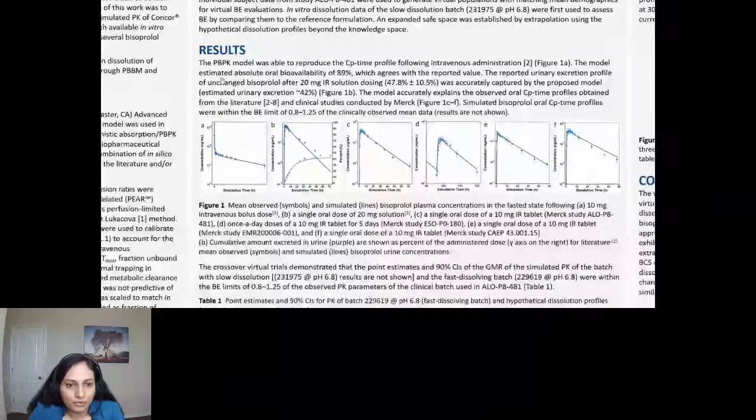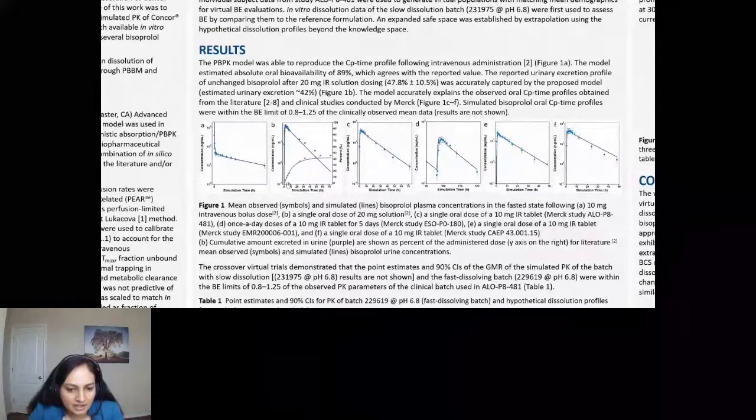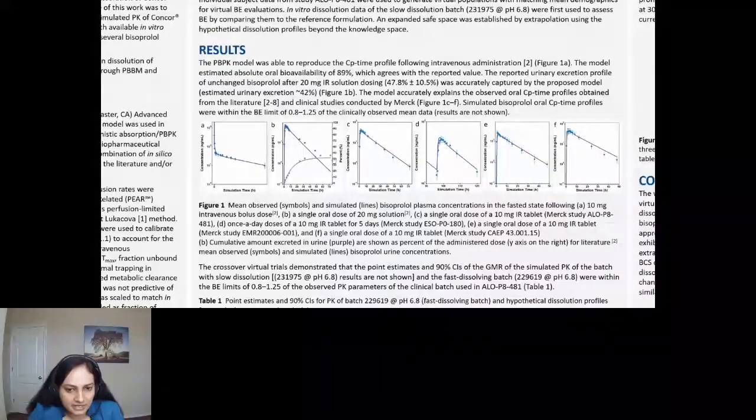So you can see the first 2 graphs, the first one is figure 1A, the model nicely matches the IV profile. And so we had confidence even in our volume of distribution method. And when we applied the same model to the oral solution data, you can see the model adequately describes the observed plasma data, which is shown in the blue points, and also the urinary excretion data, which is shown in the purple line.